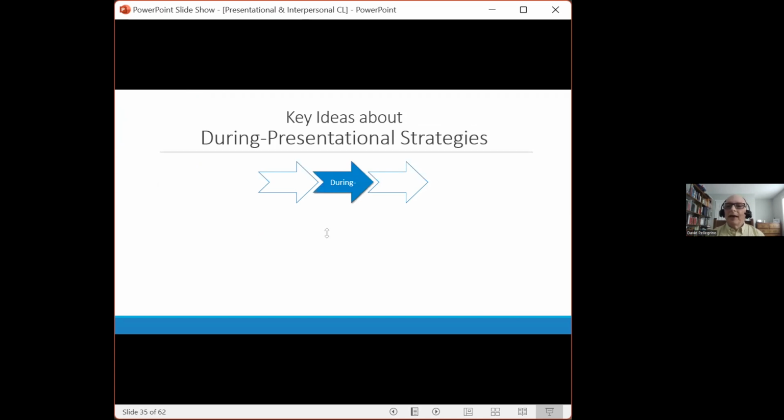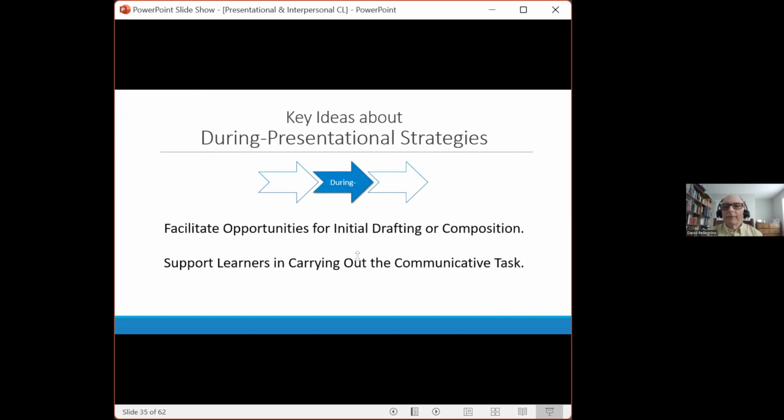Now, you can have learners start working on the task. During the task, you're going to facilitate opportunities for initial drafting or composition. You're going to support the learners in carrying out the communicative task, and you're going to facilitate peer and teacher feedback. This can be through various rehearsals and iterations and revisions of the drafting that took place in that first step.